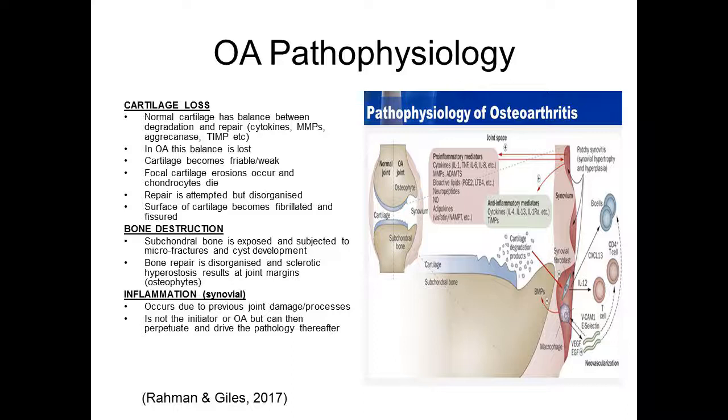Repair is attempted but is disorganised, and the surface of the cartilage becomes fibrillated and fissured. Once the cartilage has sustained significant enough damage, we then start impacting on the subchondral underlying bone. So subchondral bone is exposed and subjected to microfractures and cyst development, and that's part of what we see in terms of subchondral cyst on an X-ray. Bone repair is disorganised and sclerotic hyperostosis results at the joint margins, and that's why we see and feel things like osteophytic presentations and osteophytes around, for example, the first MTPJ at the dorsal aspect. It's a disorganised repair process. And inflammation occurs due to previous joint damage and joint damage processes. It's not the initiator of osteoarthritis, but can perpetuate and then drive the pathology once it is induced.